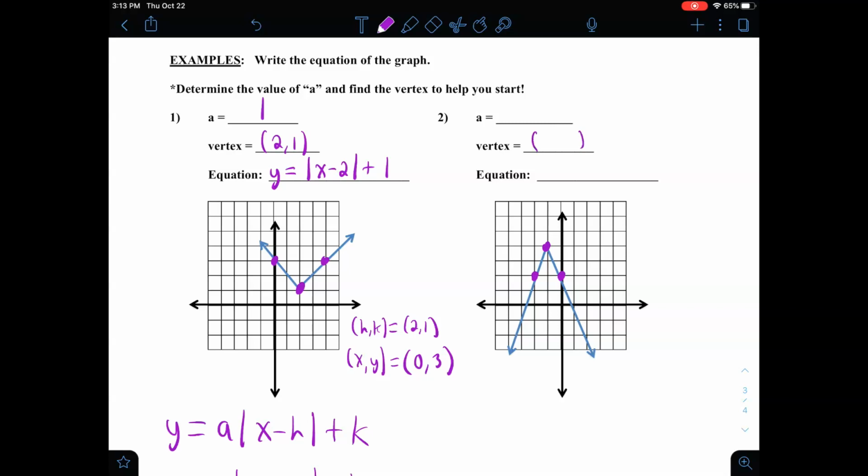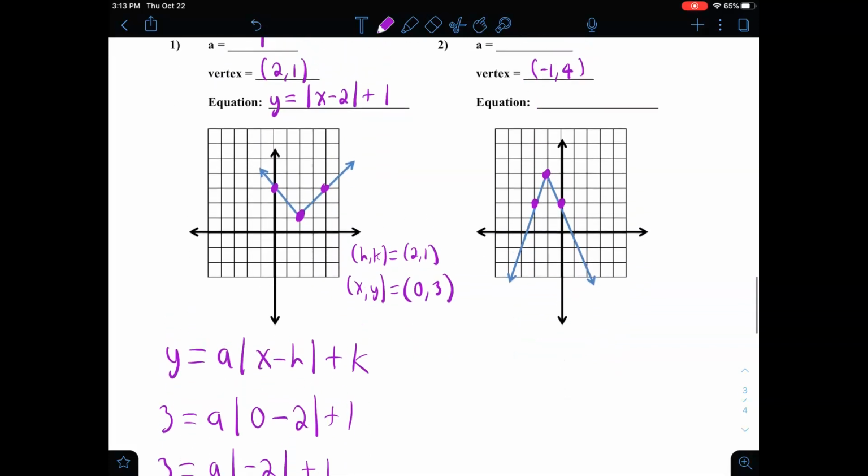All right, the vertex is the pointy part of the v. What are the coordinates of the vertex? It's going to be negative 1, comma 4. All right, we need to find an equation, so we're going to use our h and k equals negative 1 and 4. We need to find another point we want to use for x and y, which is going to be, I used 0 and 2. Use whatever point you want, though.